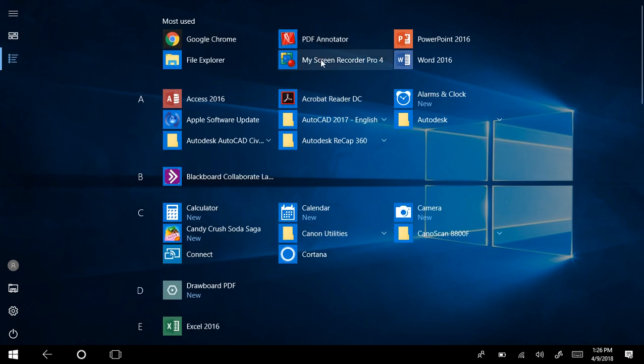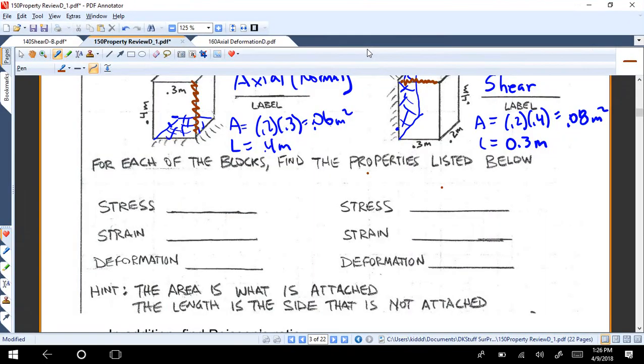Stress here. I can find the stupid thing. There it is. Y'all get to that? 13.3 questions? You know, just take the load over the area.